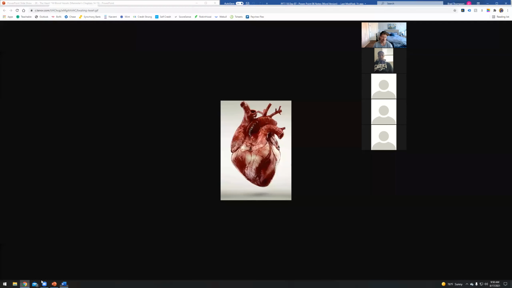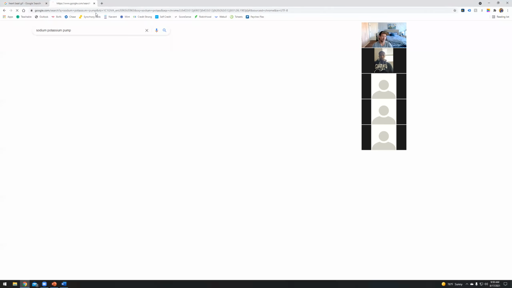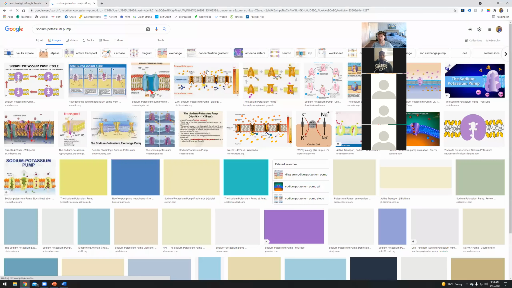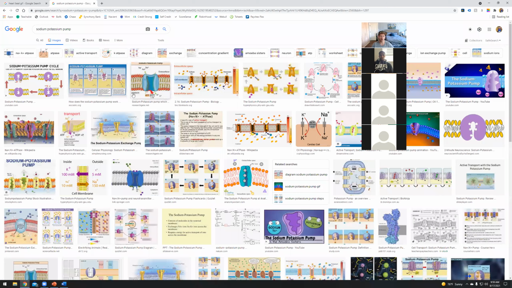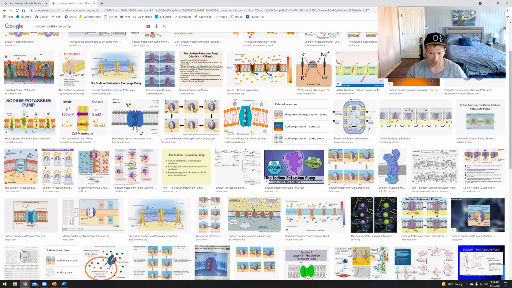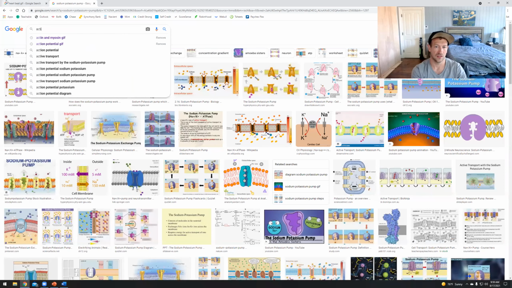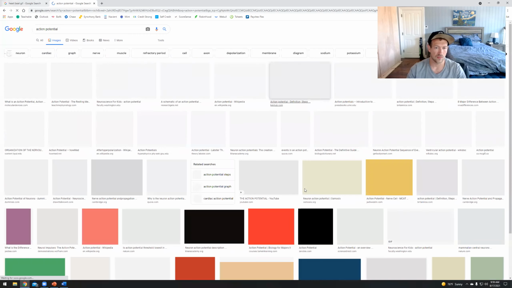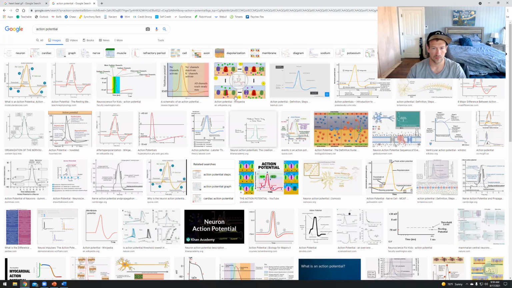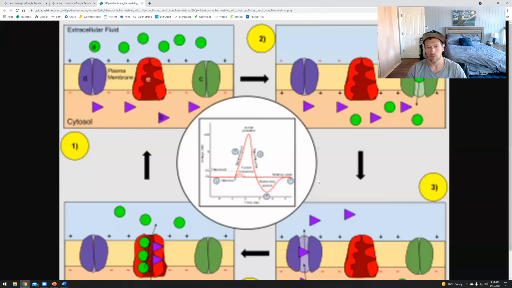So really quickly, I'm just going to pull up a picture of a sodium potassium pump here. All of your nerve cells have these different pumps. They have sodium potassium pumps. I want to see one with 2 different colors, please. Come on, internet. There we go. That gives me the colored one. So take a look right here.